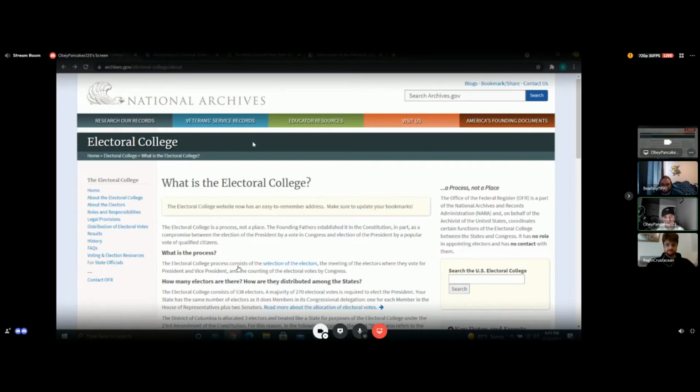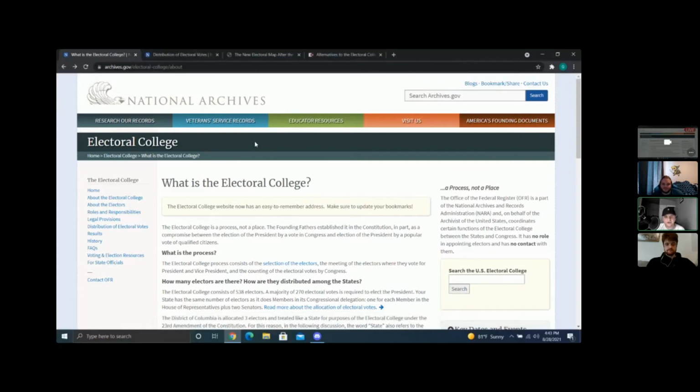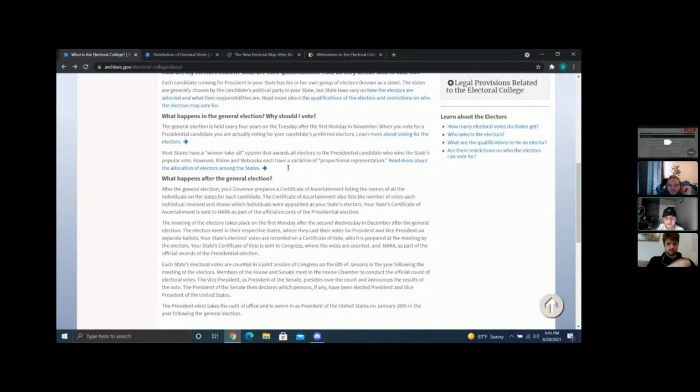Today I want to talk about the Electoral College. I'll briefly go into what it is, and then go into some alternatives to it. I want to get through the information as quickly as possible because I don't have a whole lot, and then we can have a discussion after about the whole thing. I want to start off with this archives.gov article, What is the Electoral College? I'm just going to read the whole thing. It's just a few paragraphs.